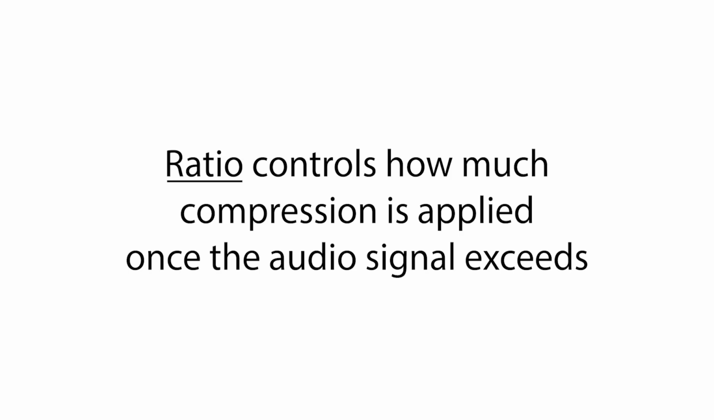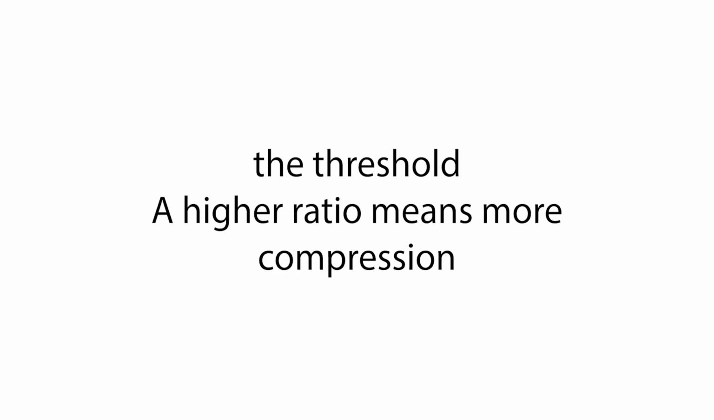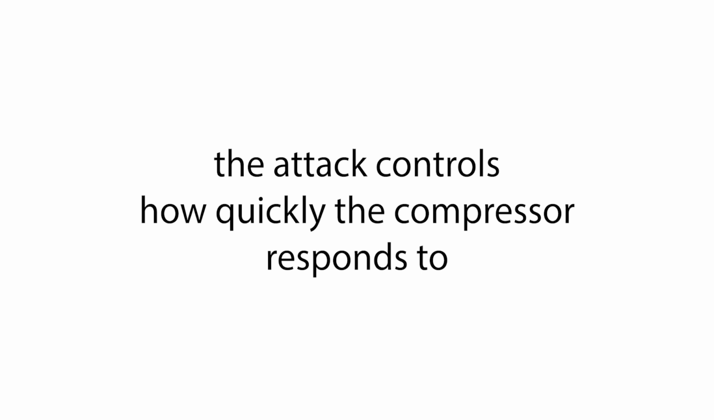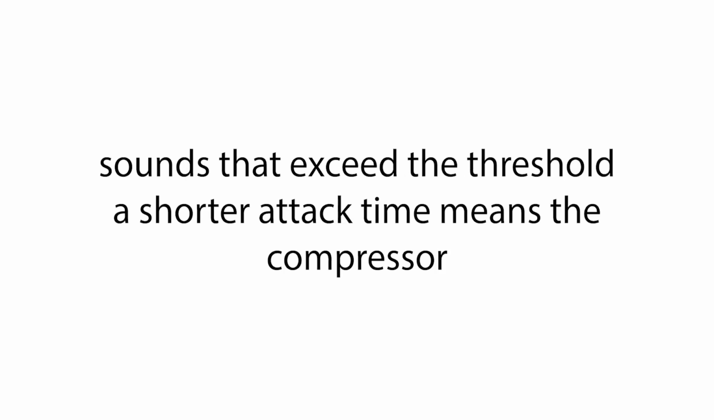The ratio controls how much compression is applied once the audio signal exceeds the threshold. A higher ratio means more compression. For example, a 4:1 ratio means that for every 4 decibels over the threshold, the output will only increase by 1 decibel.